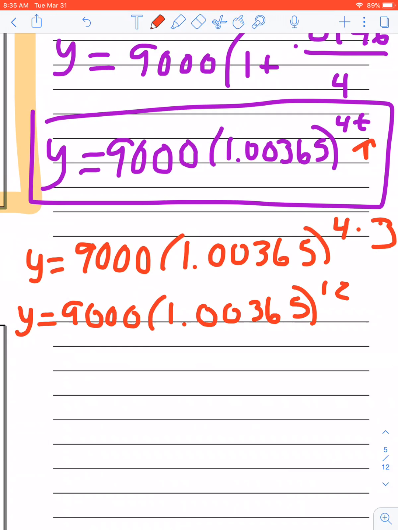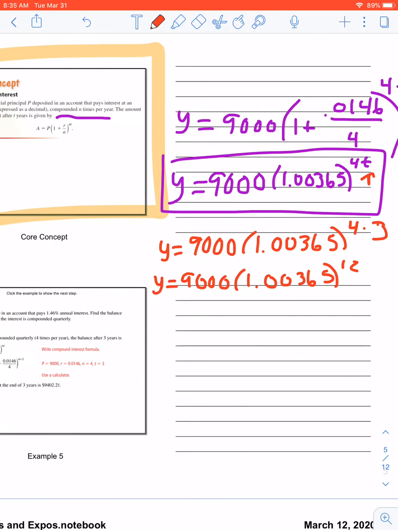When I'm entering this in the calculator, I can enter it all at once. Just make sure that I have my parentheses there, because of order of operations, I'm going to have to take 1.00365 to the 12th power before I multiply by 9,000.